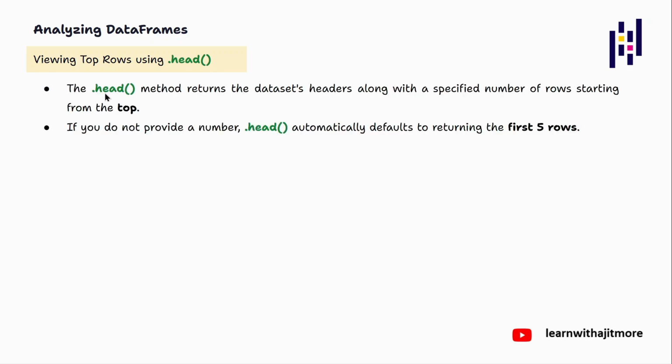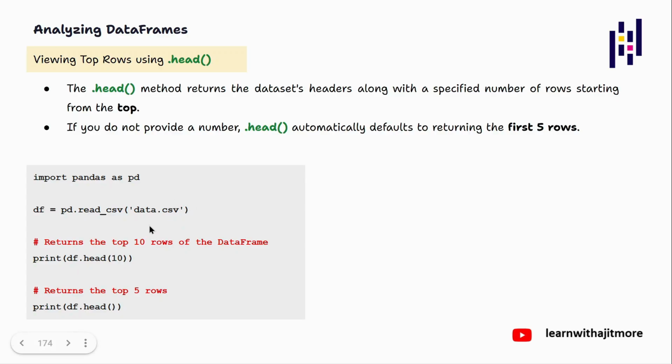See here, the head method returns your data frame header along with the specified number of rows starting from the top. If you don't give the number, then by default it returns the first five rows. If you do not provide a number, head automatically defaults to the first five rows.